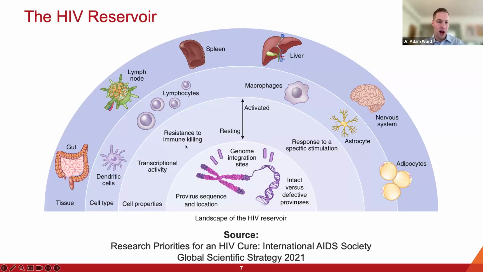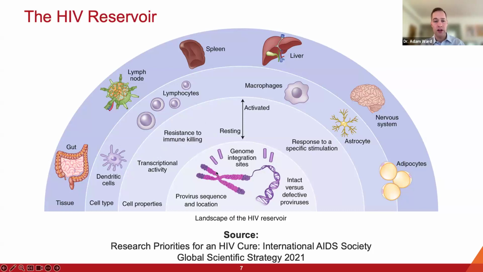Also, this concept shown here, resistance to immune killing, this concept has really gained traction in the past few years. Our lab and other labs have contributed research to this question on whether HIV reservoir harboring cells may be resistant to killing by the immune system and may be selected for over time for resistance to immune-mediated killing. So this is very much an active area of research. And then, as I also mentioned, the transcriptional activity of the cell is an important functional property.